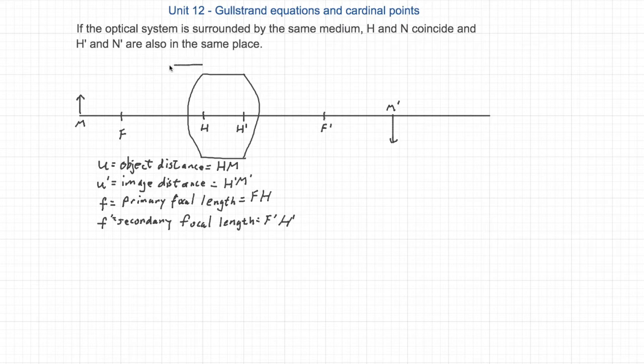Okay, with a thin lens, the principal points corresponded to the location of the thin lens. When you have a thick lens, that's not the case. And so these measurements must be made with respect to the principal points.